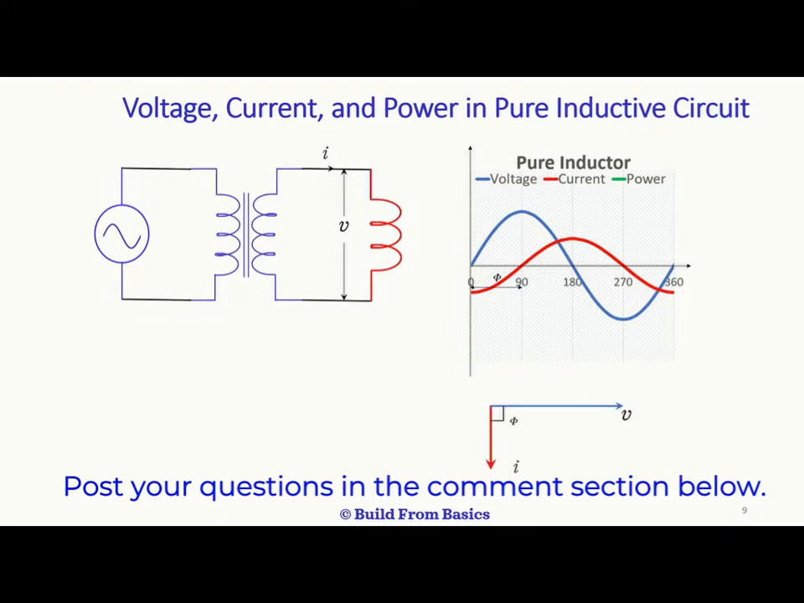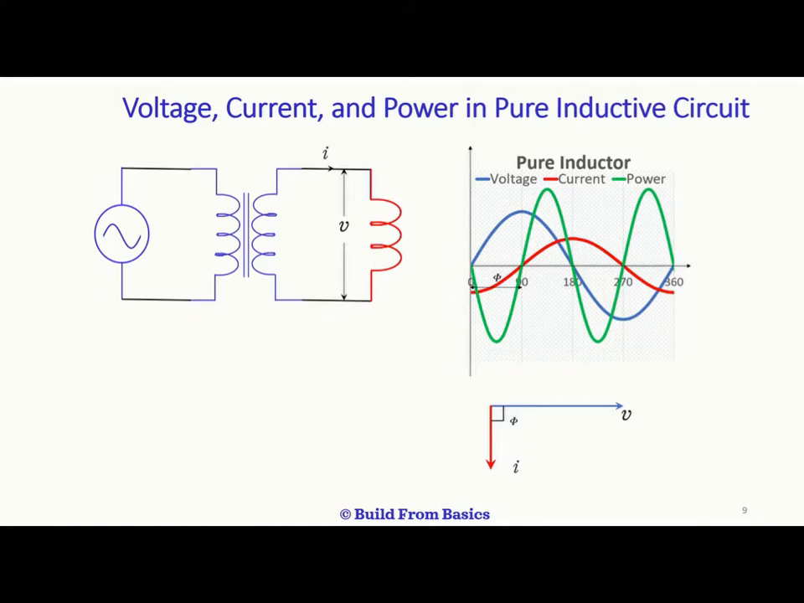Now, let's look at the instantaneous power in the inductor. The green waveform is the instantaneous power here. It is the product of voltage and current. The instantaneous power is measured in volt ampere. As you can see, the instantaneous power pulsates between identical negative and positive half cycles, with double the frequency of the supply voltage. The supply voltage has only one complete cycle, but the power waveform has 2 cycles. That's why the frequency is double.